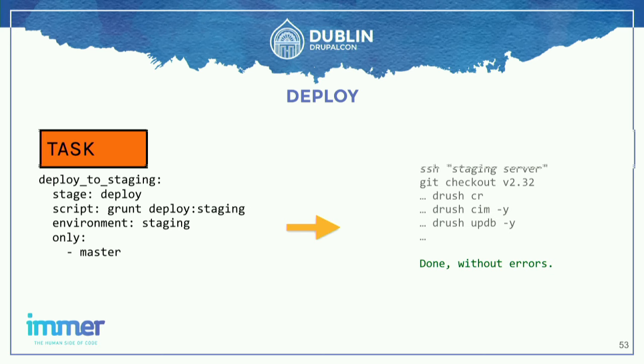So what the grunt deploy task does changes per project, of course, because for a Drupal 7 project, you probably want a feature revert, for example. But by having this front controller command, which is the same always, you can have one mechanism in place.